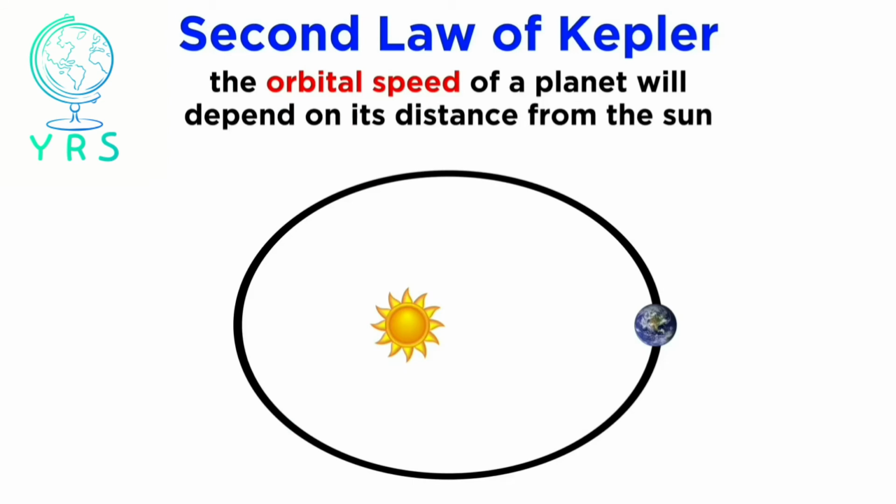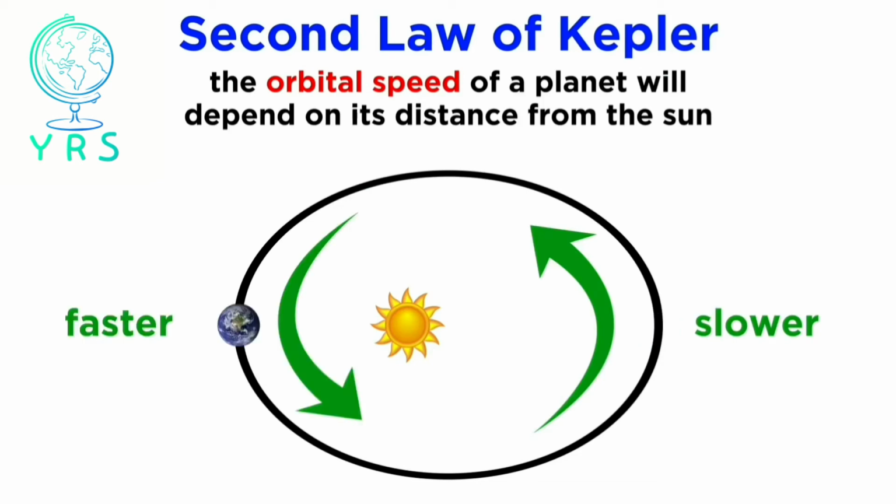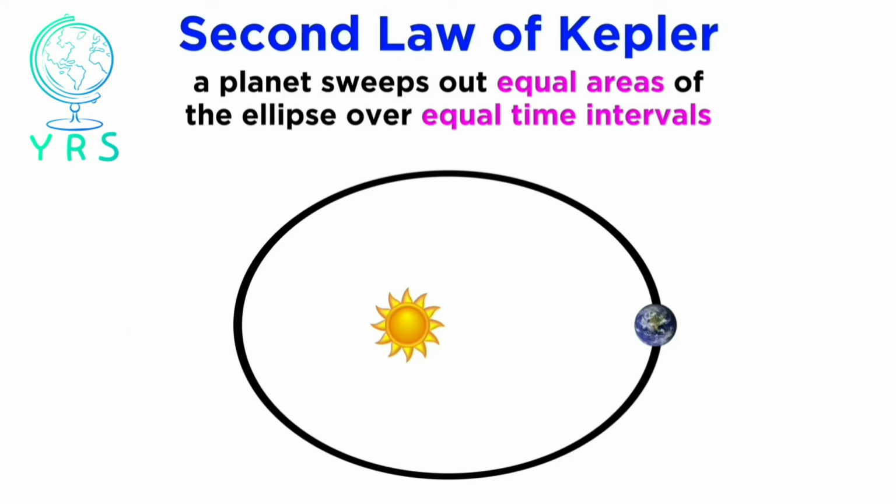The second law of Kepler states that the orbital speed of a planet depends on its distance from the Sun. If it is away, it is slower, and if it is closer, it is faster. Though it may be anywhere, it covers equal areas of the ellipse over equal time intervals. Either it may be in the closer region or in the region furthest away from the Sun. When the planet revolves in the elliptical orbit, it covers a portion of area.